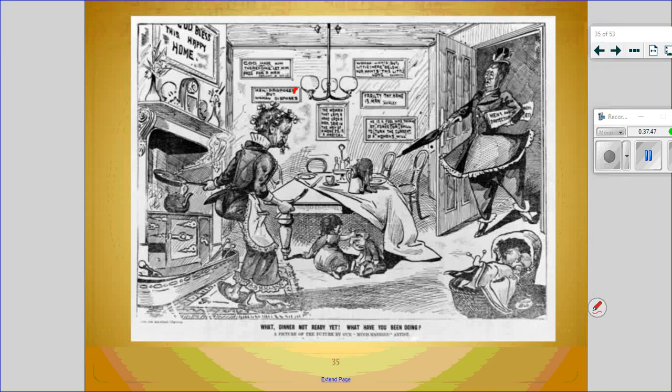Look, this poor guy right here, his wife has the right to vote, and so look, the children are not cared for, and the house is a mess. He's trying to cook and do all these things at once. This is what will happen if women get the right to vote, right? It's kind of crazy.